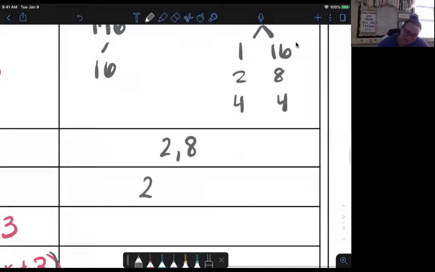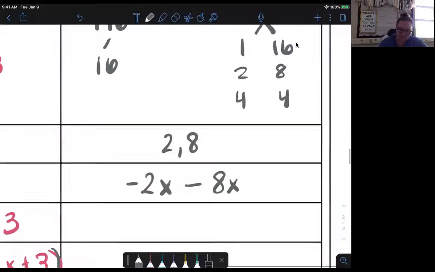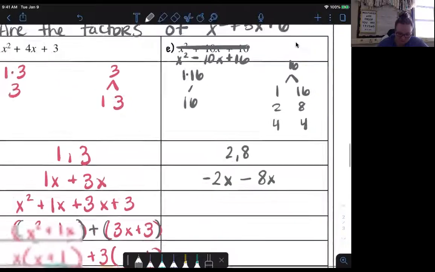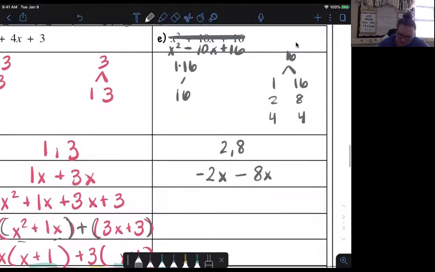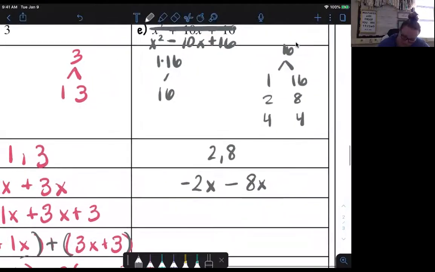Well, what if we had a 2x and we had 8x? What if they were both negative? Is negative 2x minus 8x negative 10x? You betcha. So let's do this. So now we rewrite it using those two terms. So x squared minus 2x minus 8x plus 16.